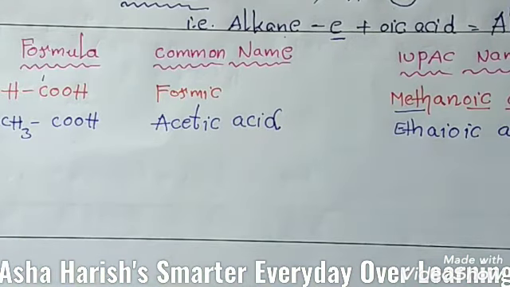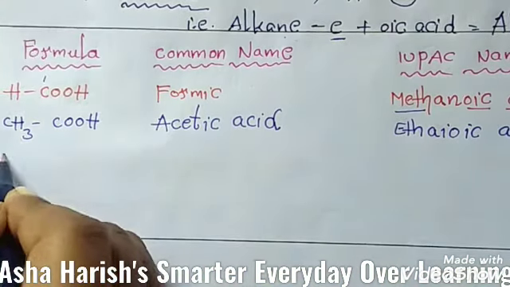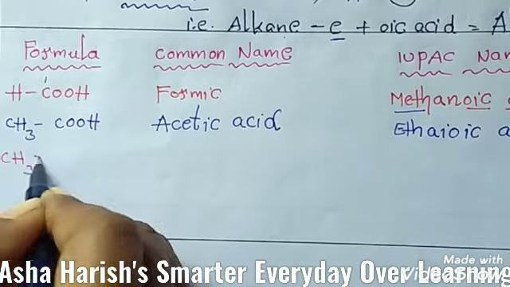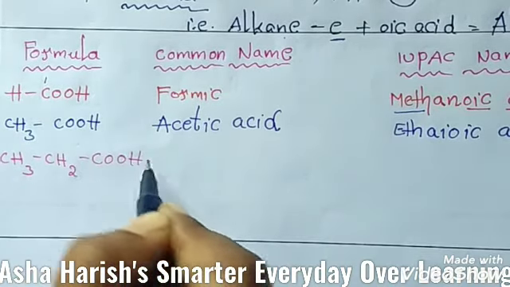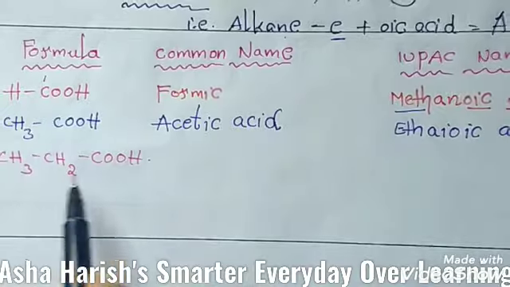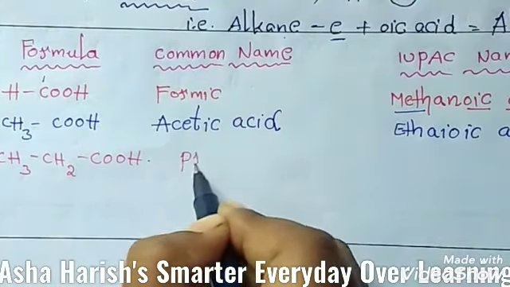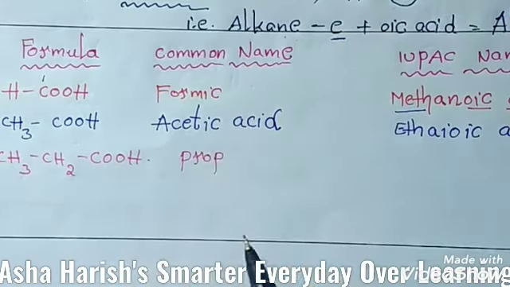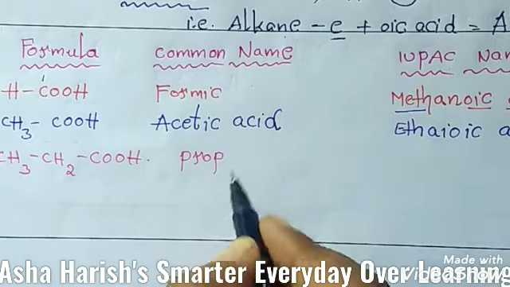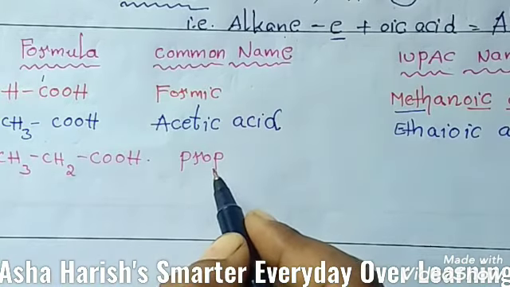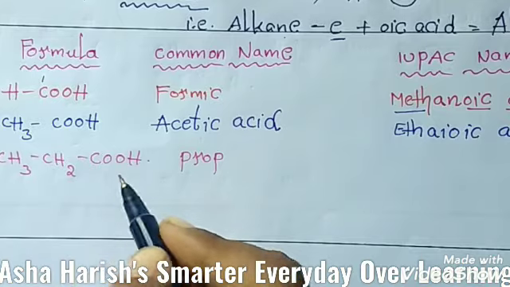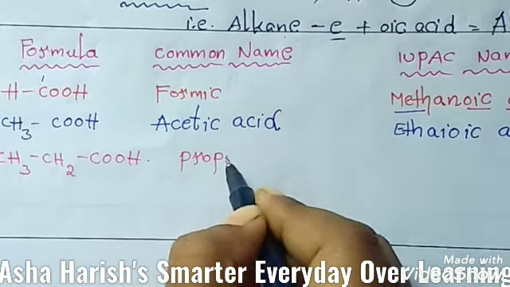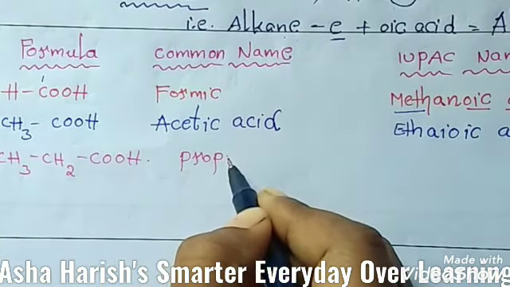And let's go for the next example, students. Here let's see CH3CH2COOH. You know very well, if there are three carbons in that particular compound, you should add the root word prop. Then this is COOH, the carboxylic acid group, and the name should be propanoic acid.